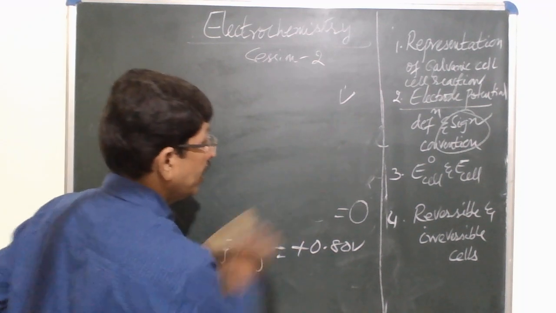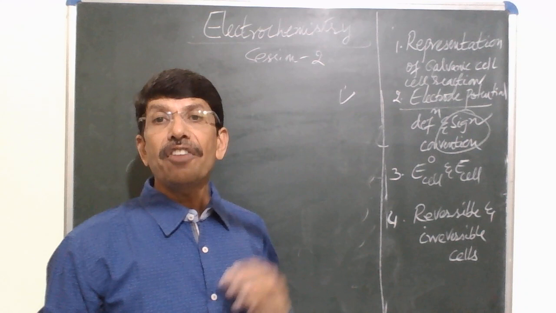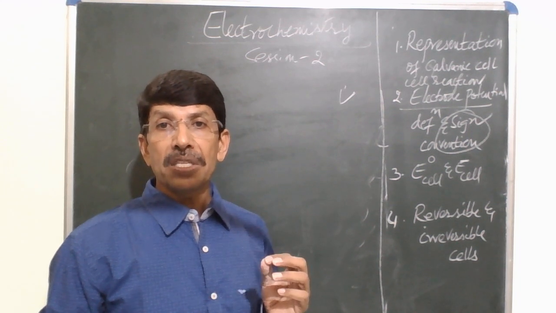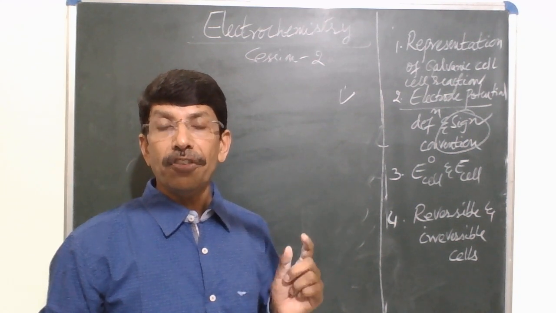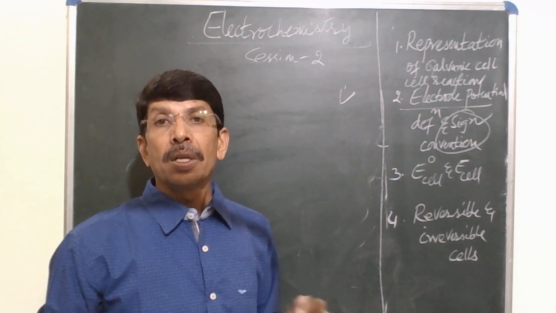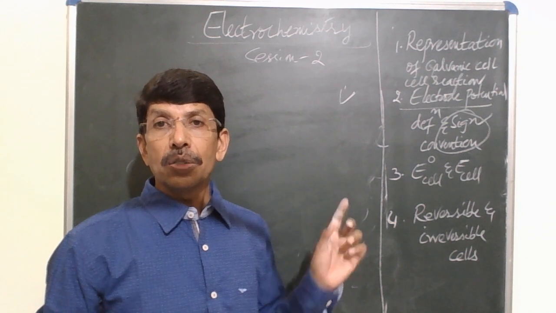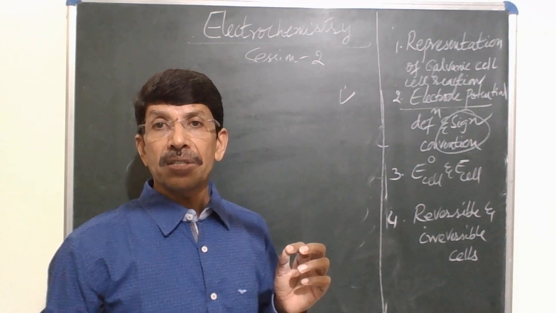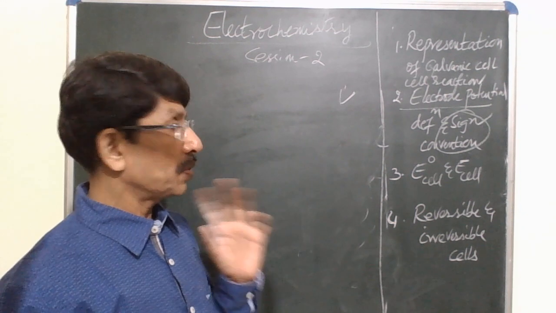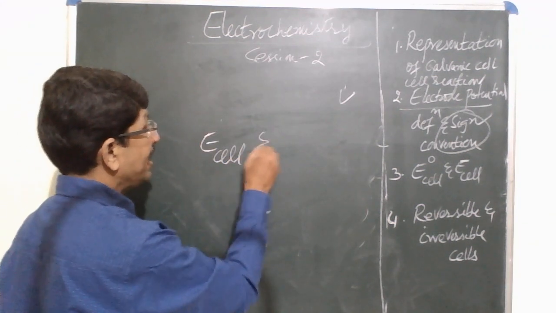So that is the importance of the sign of electrode potentials. So standard potentials of electrodes, if they are negative, those electrodes act as anode when connected to SHE. Standard reduction potentials, if they have a positive sign, these electrodes when connected to SHE act as positive electrodes. Okay, then what is E cell and E naught cell?